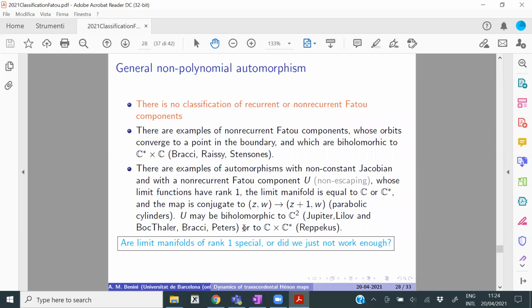For more general transcendental automorphisms, you can construct them such that you have Fatou components on which you have rank 1 limit functions in the boundary. However, they are not constant Jacobian, and they all have one specific dynamical behavior. I'm not going to get into this, but just to let you know that these examples exist: Lilov and Jupiter, and several works by Filippo Bracci with Bochthaler, Peters, Repicus. Except for Jupiter and Lilov, they are all very recent. They all have the same dynamical structure, and they don't have constant Jacobian.